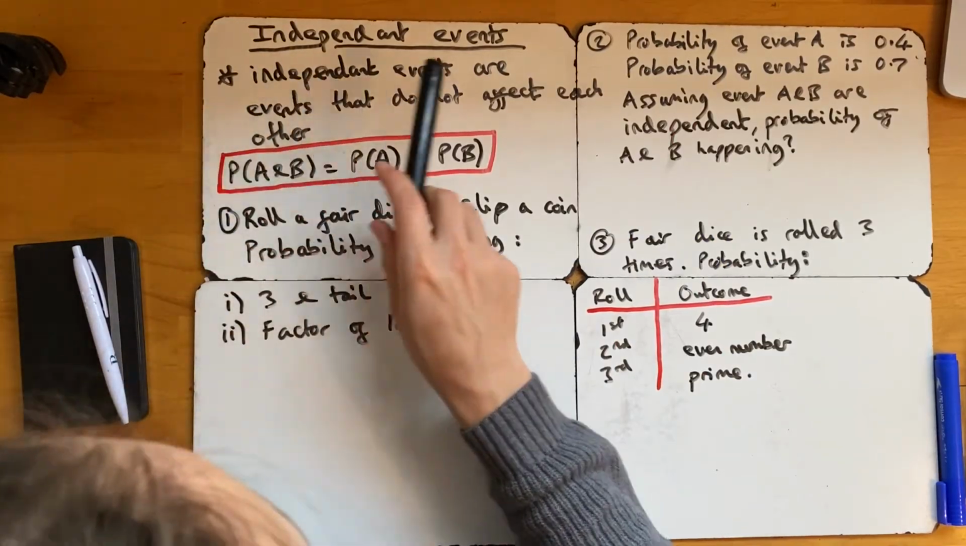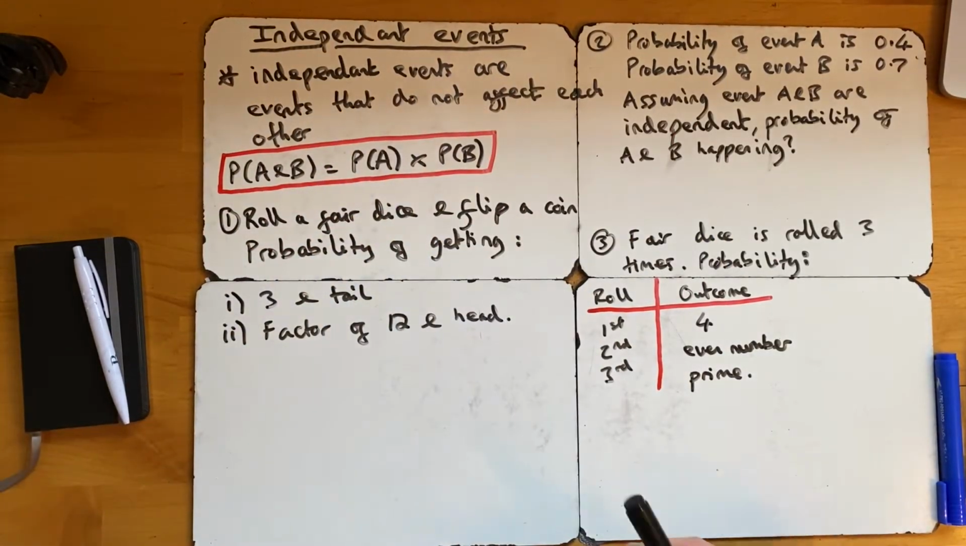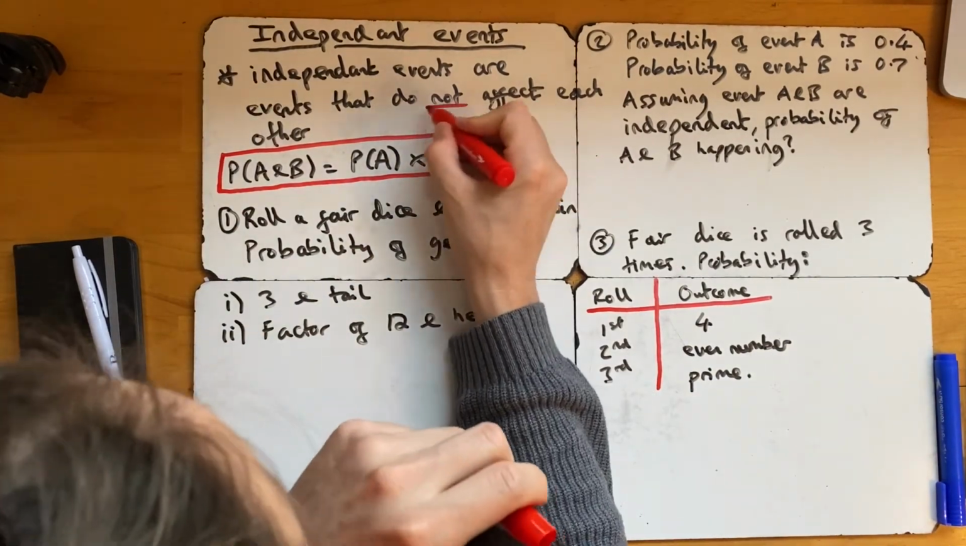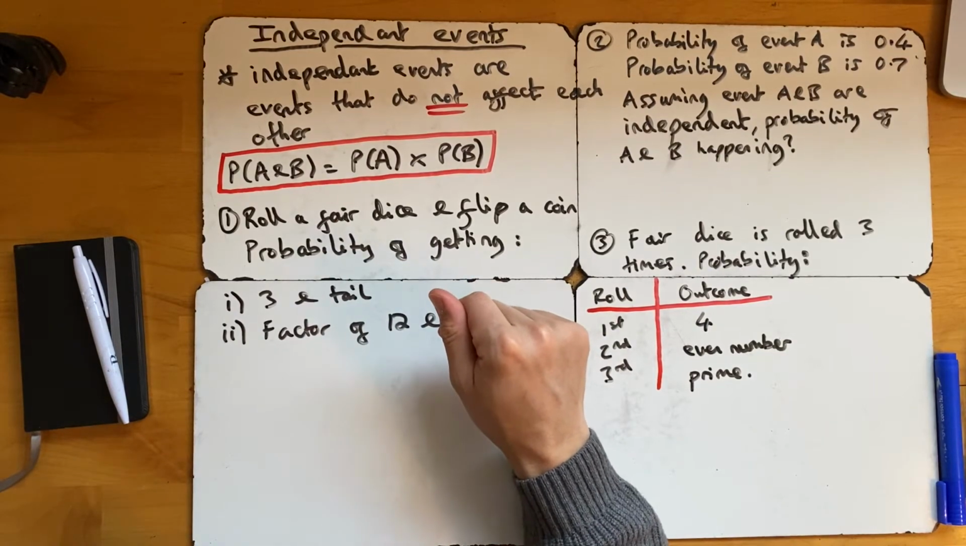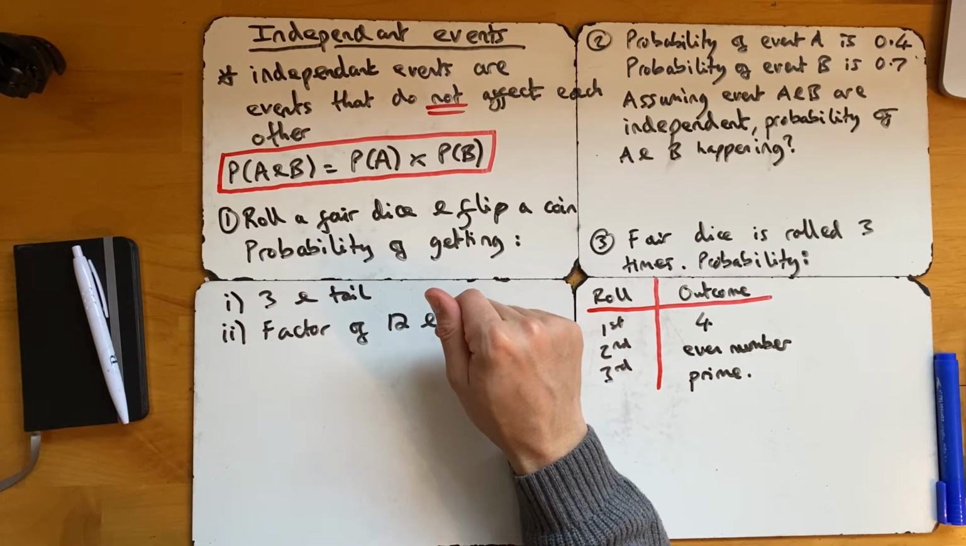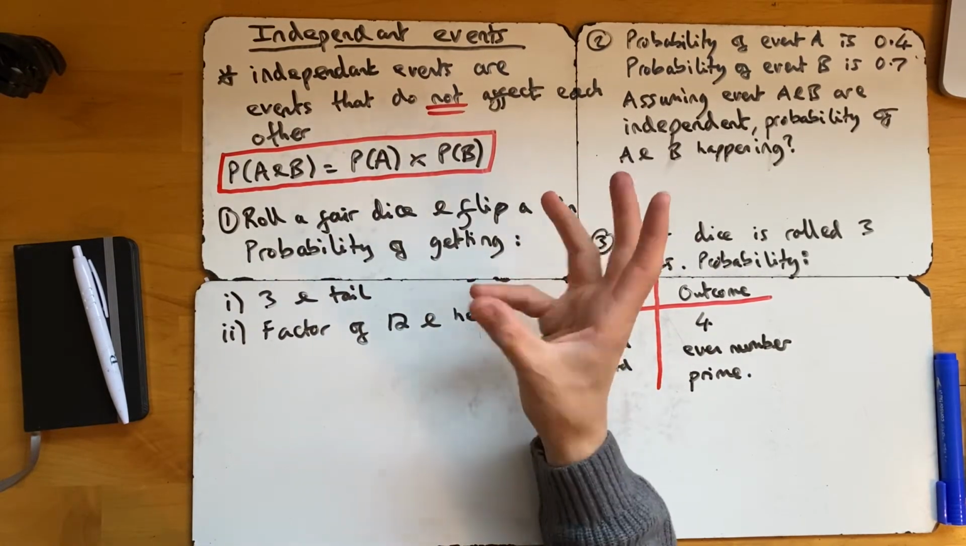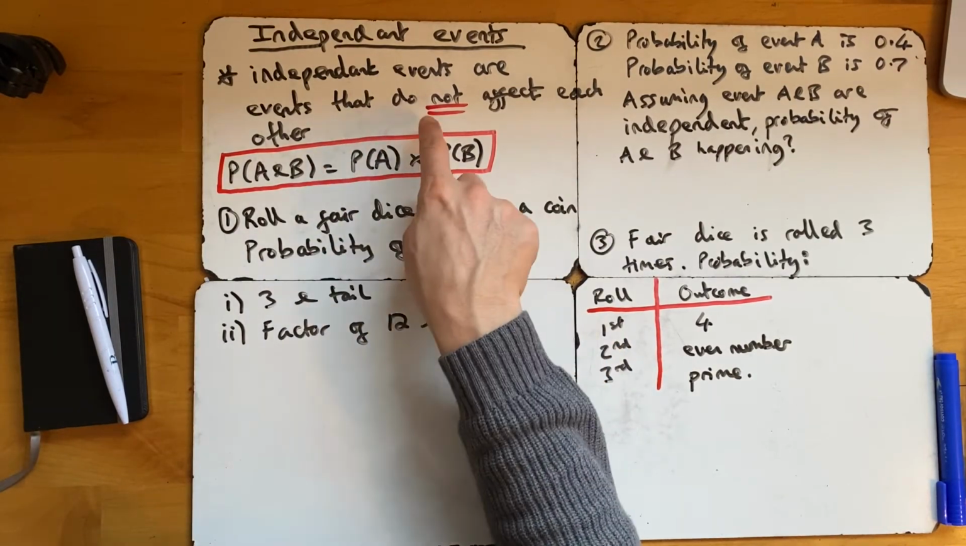Make a note of this. Independent events are events that do not affect each other. So they do not affect each other. So for example, if you're flipping a coin or you're rolling a dice, they're 2 events that don't affect each other, so they're independent.